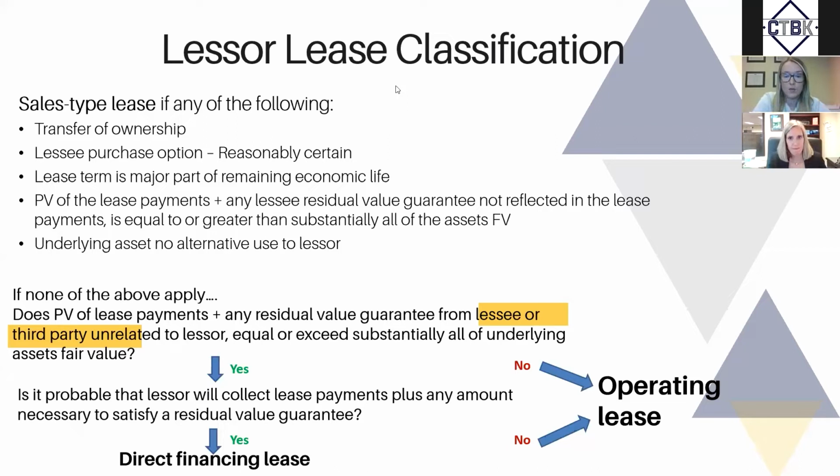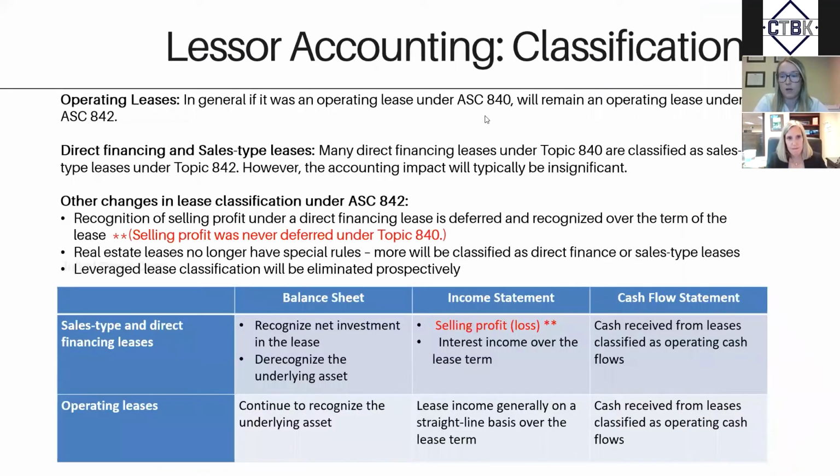So to continue on, we'll touch on a few more things on lease classification. Overall, if an operating lease was an operating lease under 840, it will most likely remain an operating lease. There will be a lot of direct finance leases that will now be considered a sales type lease. So that is a change. However, the accounting impact will not be significant typically.